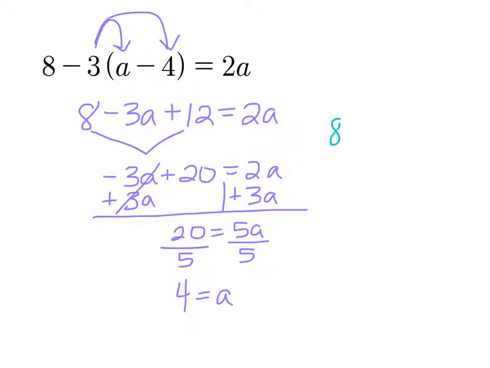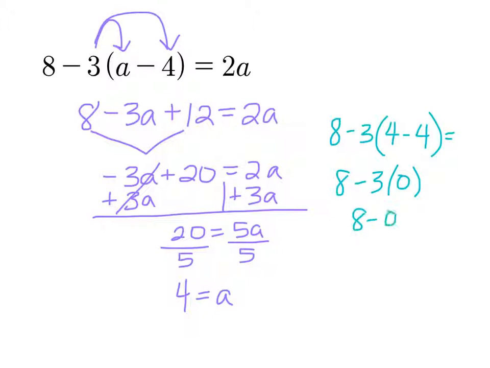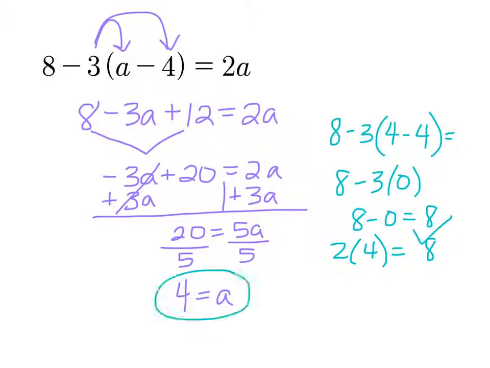So I take my equation and I write it out. 8 minus 3 times, in parentheses, 4 minus 4. What does that equal? So 8 minus 3 times 0, which is 0. So 8 minus 0 is 8. On the right-hand side, it's just 2 times 4, which is 8. I know I did it right because my answer came out correctly.